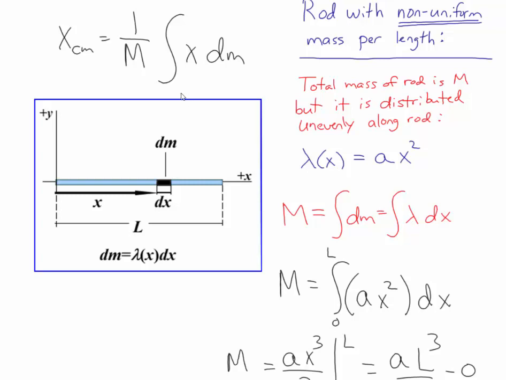The concept of it is exactly the same, that the center of mass is 1 over m times the integral of x dm. The only difference is this dm, which is lambda dx. This lambda is a function of x, and so we need to include in that functional relationship.